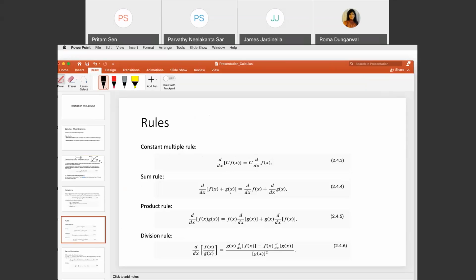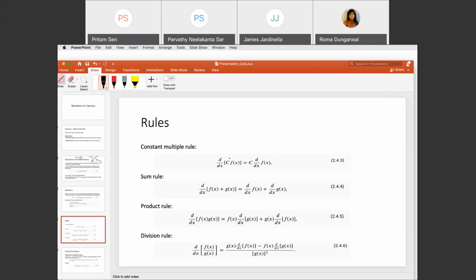And there is another rule. For example, there are two functions of x, and we want to calculate the differentiation of the sum of those functions. Then we can calculate the differentiation of each function and then sum them together. And there is also a product rule. For example, two functions are multiplied together. Then if we want to calculate the differentiation, we can follow this rule: first one times the differentiation of the other one, then the second one times the differentiation of the first one. And there is a division rule also. For the division rule, this is the actual formula.